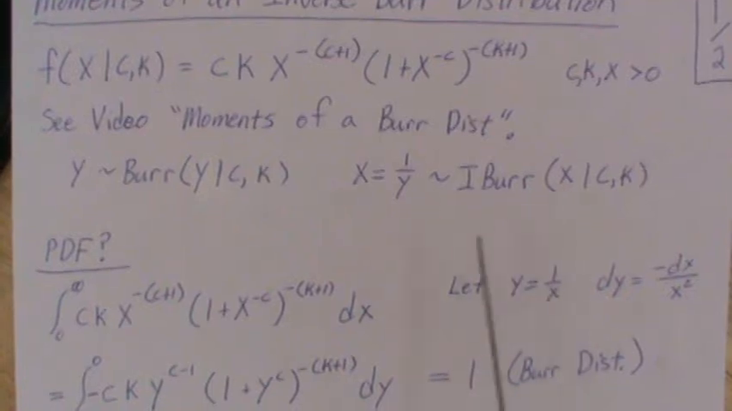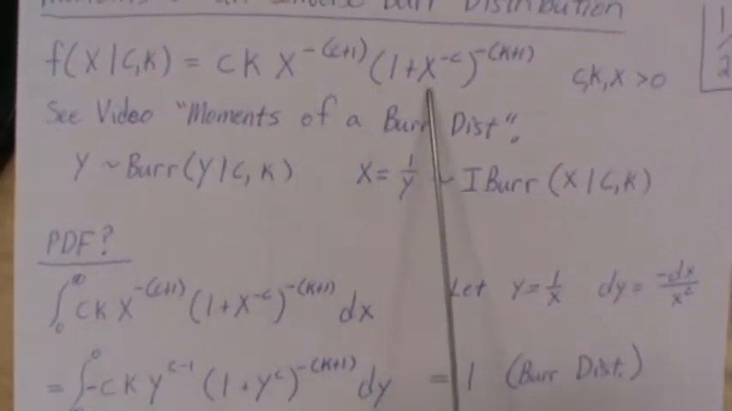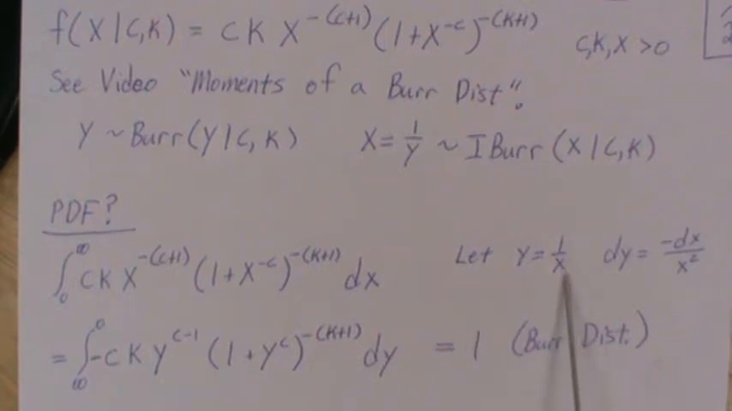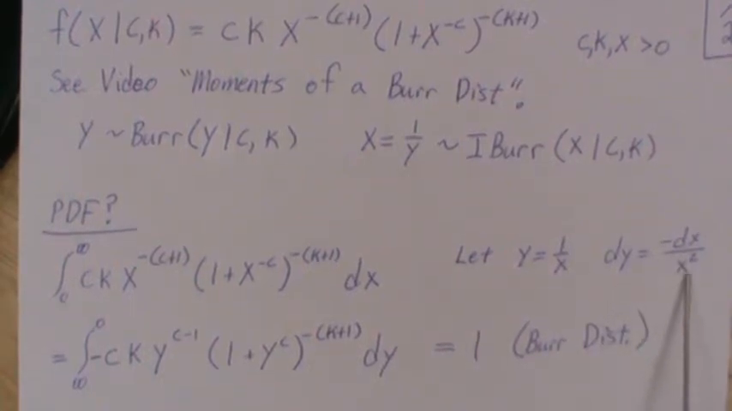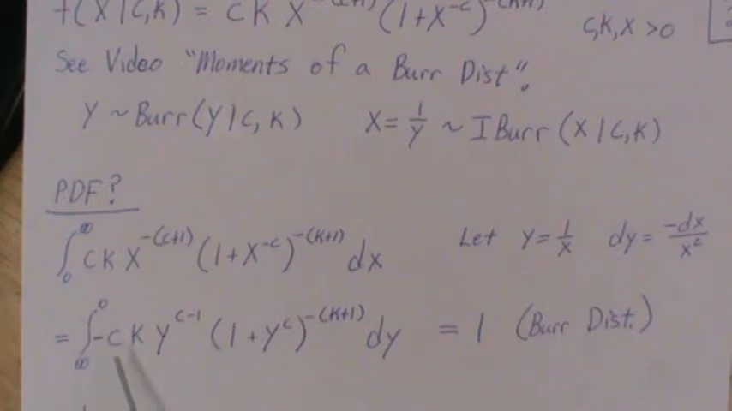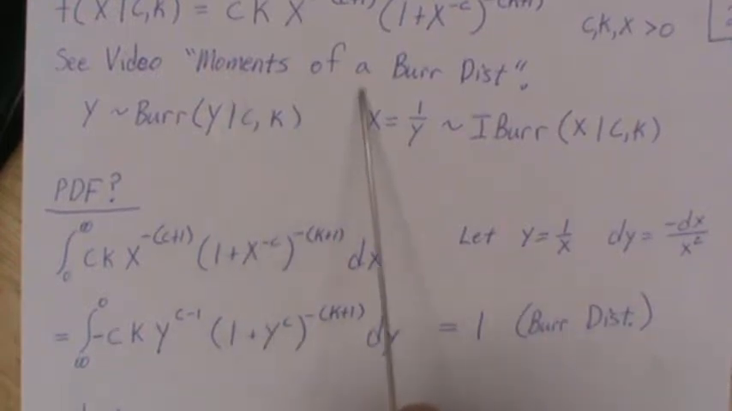So first, let's see if it's a PDF. Let's integrate this density over its domain, 0 to infinity, and see what we get. So let y equal 1 over x, and then dy is minus dx over x squared. We plug that in here, and notice when x is infinity, this goes to 0. Plug in 0, this goes to infinity. But that minus there can be used to switch these limits of integration. And then that is a Burr distribution, and we proved that it integrates to 1 in this video. So it is a density.